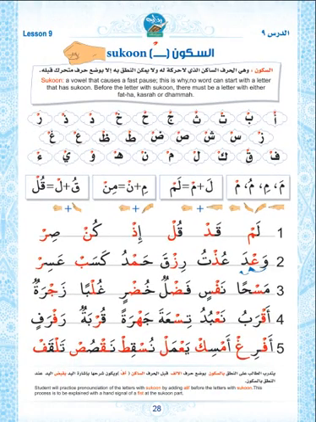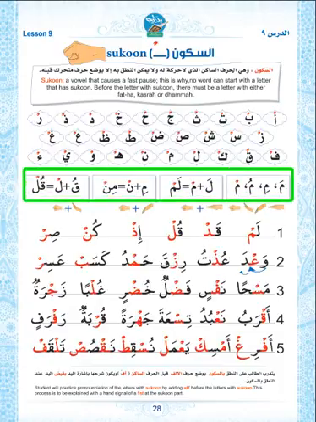Moving on to the teacher's explanation boxes in the middle of this page, we have 4 boxes, each with a different letter. The first box has Mim with Fatha, then Kasra, then Dhamma, and then finally Sukoon. And the Sukoon is drawn in red because it's the focus of this lesson.